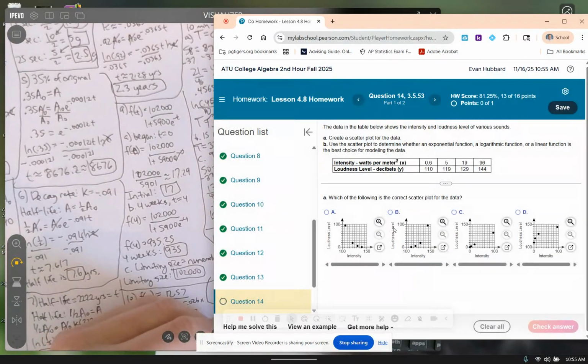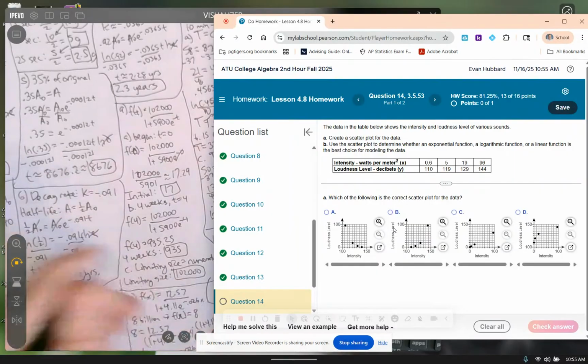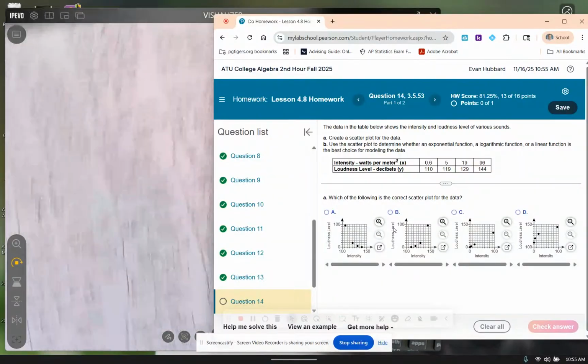Okay, we're going to have to go to a new sheet of paper. The dream of fitting it on one did not pan out today. Okay, so let's go to 14.